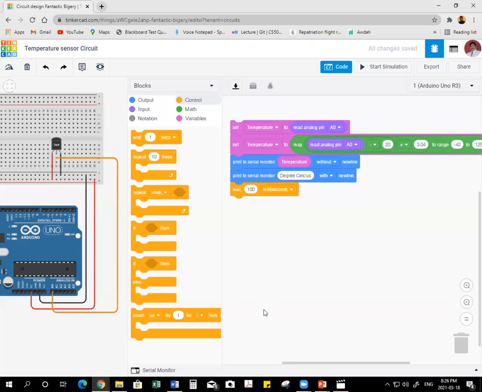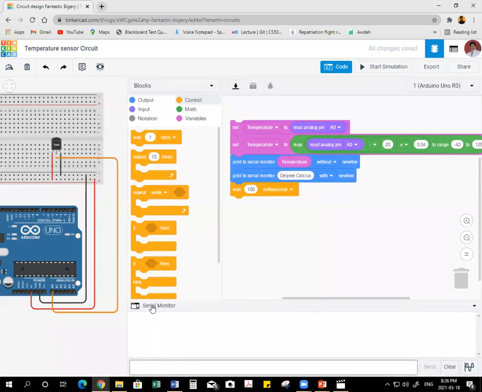Just check the output. Here is the serial monitor. If you click it, it will open. Now start the simulation. See, 25 degrees centigrade showing.